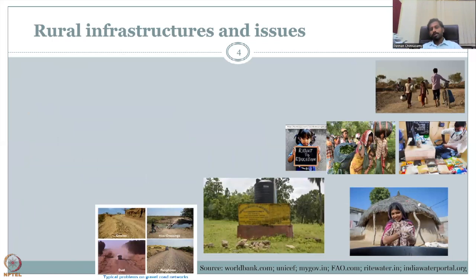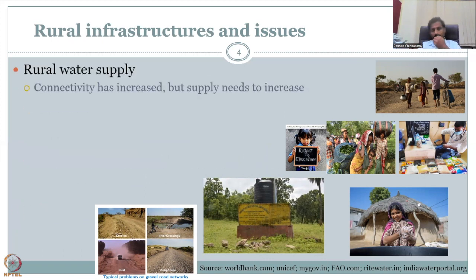The next thing is rural infrastructure. So we have looked at agriculture infrastructures. In the remaining time for today, let's look at rural infrastructures. There is agriculture infrastructure, and that is always part of rural infrastructure. But on top of that, non-agricultural things can be added, especially domestic. So the rural entities' needs are combined here as rural infrastructure and issues.